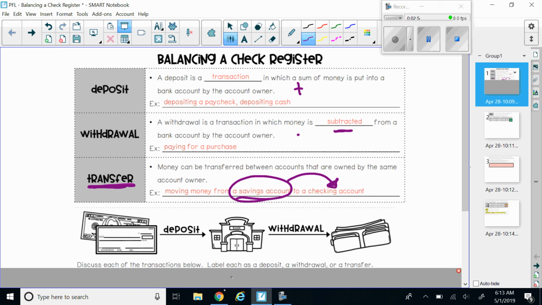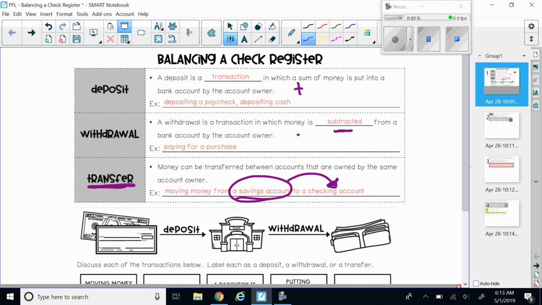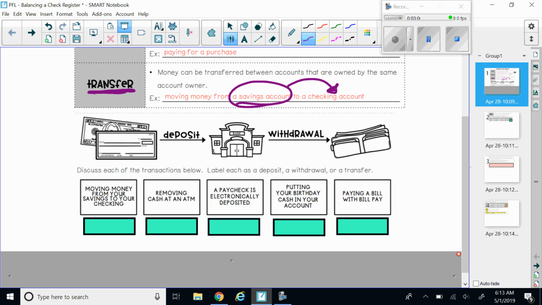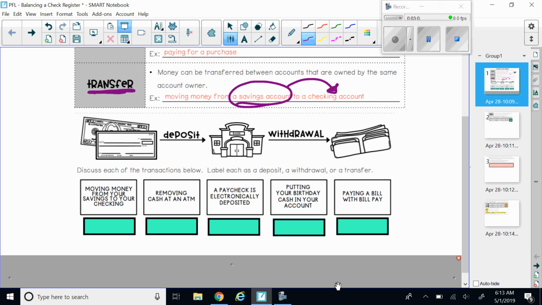Okay? So here's the last piece, and we're going to scroll down. This should be on your paper. And so we're just going to label which is each type. You can pause the video and try labeling using the three words. Is it a transfer? Is it a deposit? Is it a withdrawal?